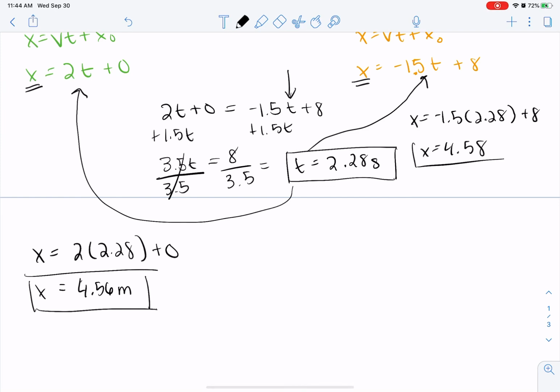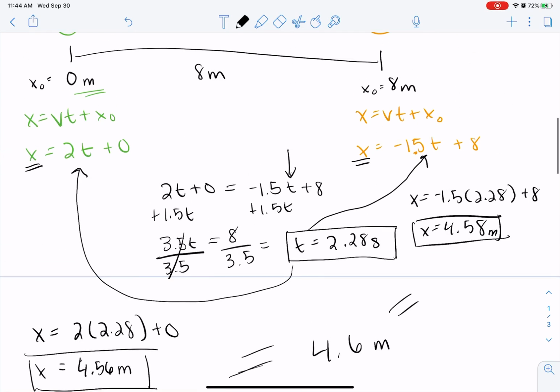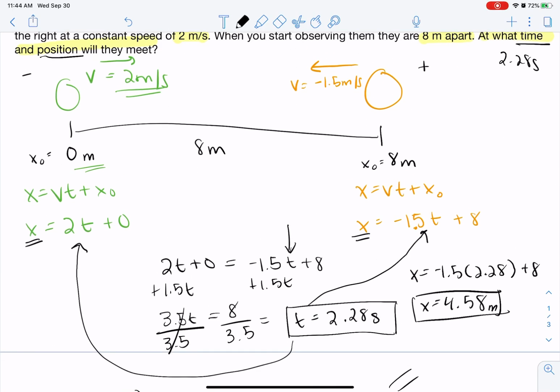Now you might be saying to yourself, these are not exactly the same number, but they are very similar, right? They both round to be equal to 4.6. Okay, so I'm going to say 4.6 meters is my answer. If you put 4.56 or if you put 4.58, that would also be correct. So I'm just going to say 4.6 meters.